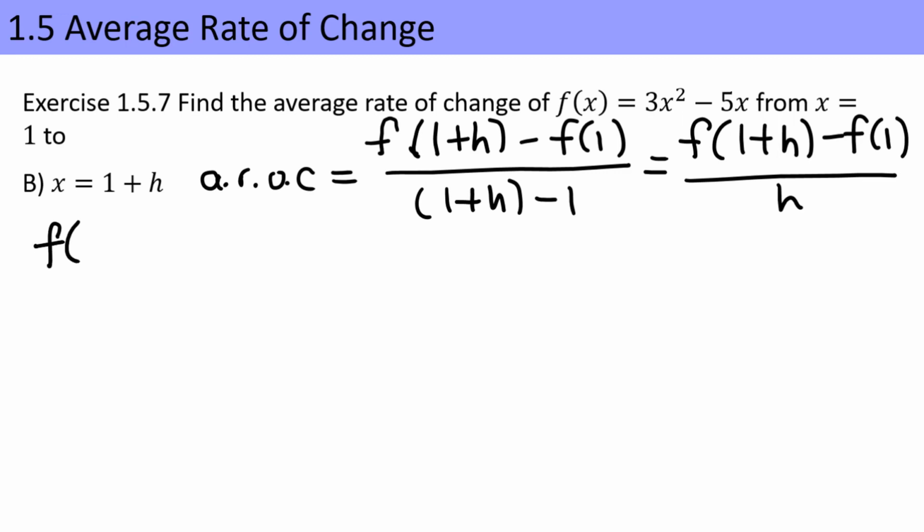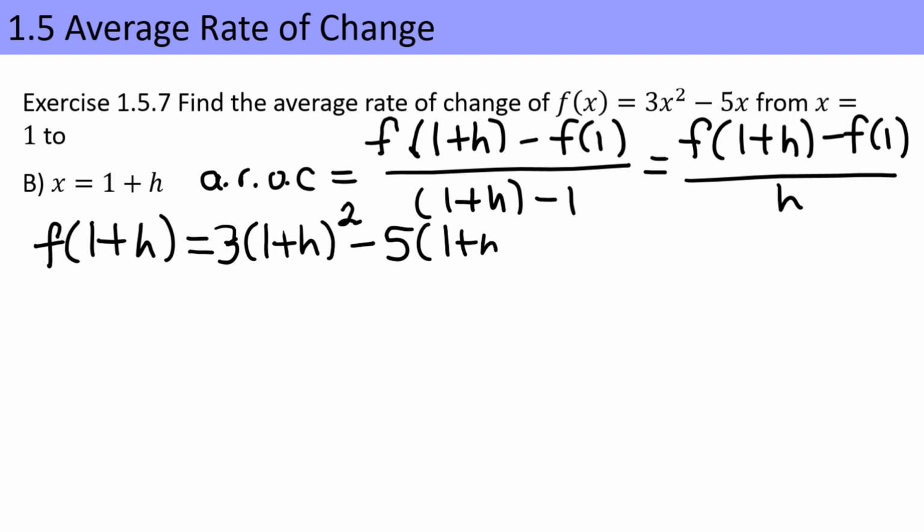I'll begin with f of 1 plus h. So we're going to replace x every place we have it in the function with 1 plus h. We will get 3 times 1 plus h squared minus 5 times 1 plus h. Let's continue. The 1 plus h squared means 1 plus h times 1 plus h. For good measure, let's just go ahead and write that. And we'll continue to simplify.